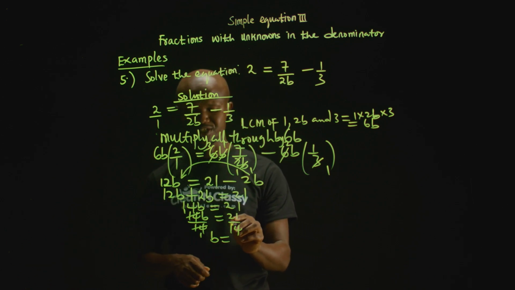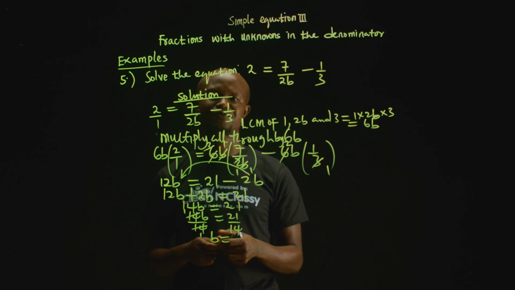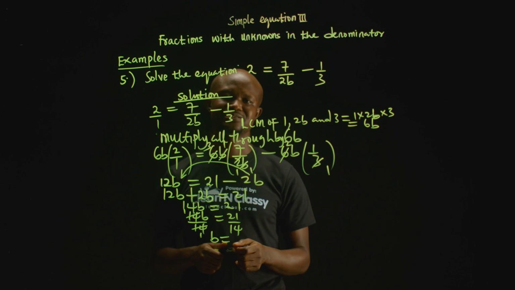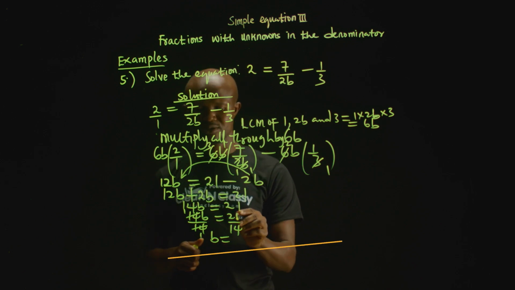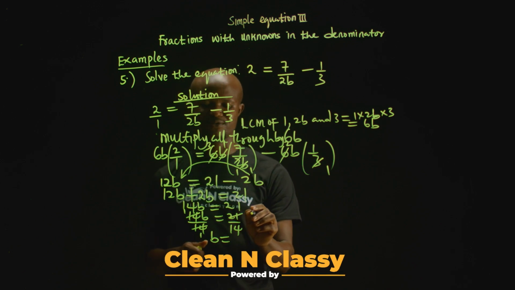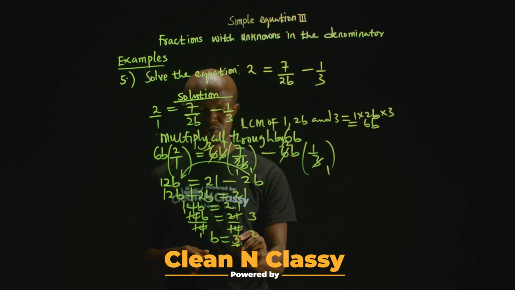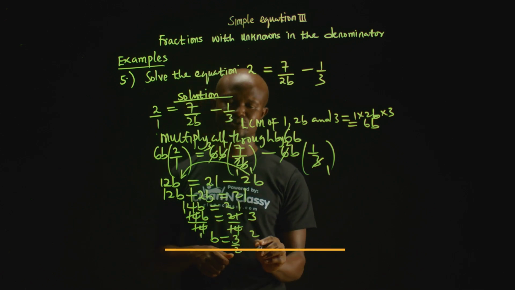But we can reduce this. What is the highest common factor between 21 and 14? That is 7. So 21 divided by 7 will give us 3, and 14 divided by 7 will give us 2. So we have b equals 3 divided by 2.